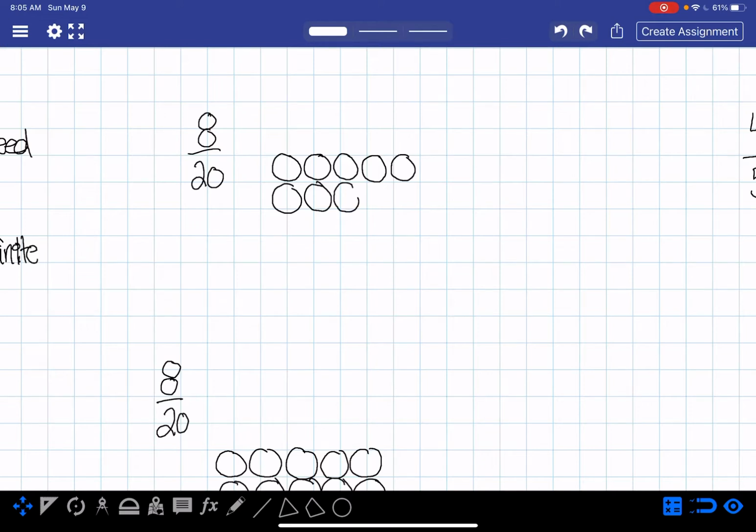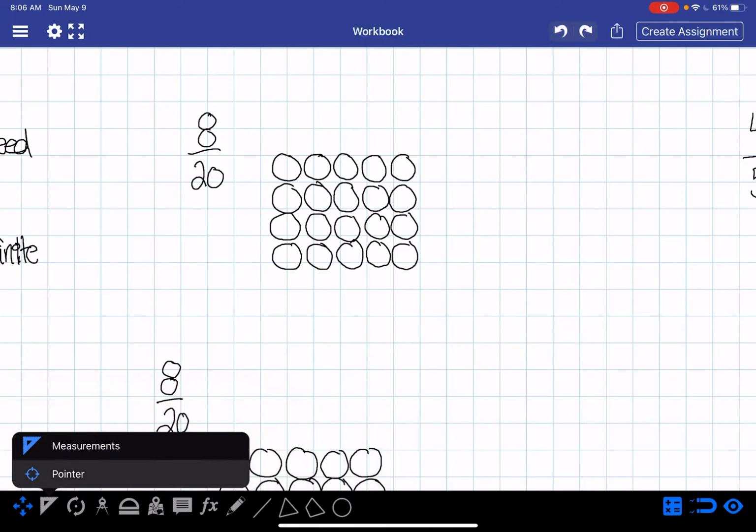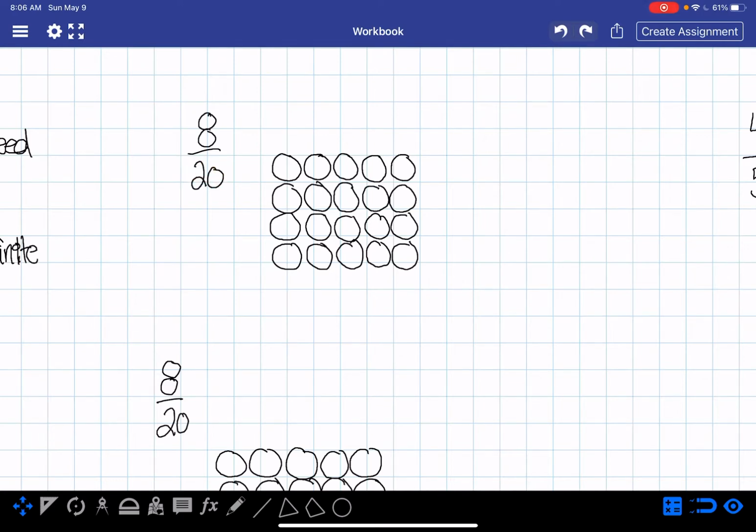Okay, now remember the circles, I'm trying to make them the same size because fractions are equal parts of a whole. Okay, so there are my 20 circles, and the 20 circles obviously represent the denominator, right? 20 parts. Now, of those 20 parts, 8 of them are in color, so I'm going to color 8 circles. And there we go. There are my 8 parts.